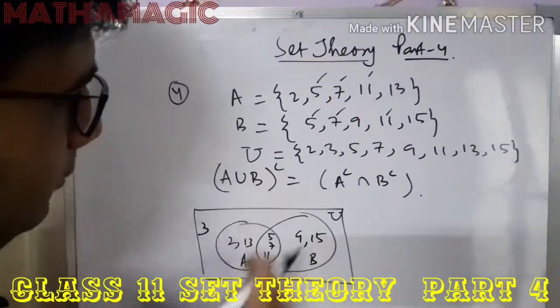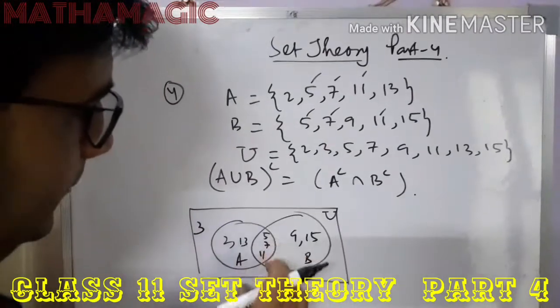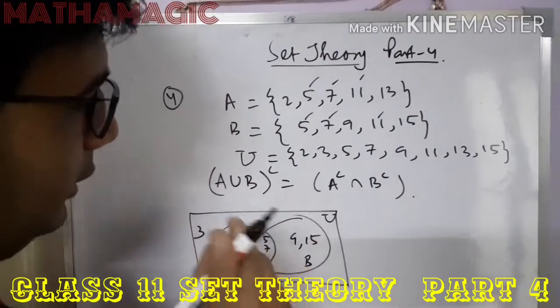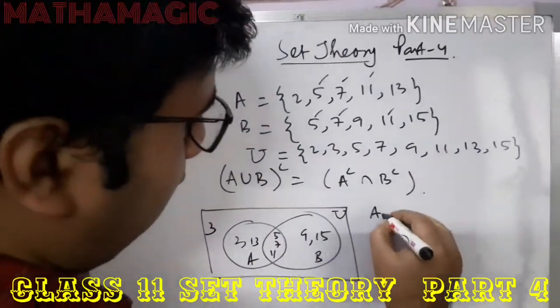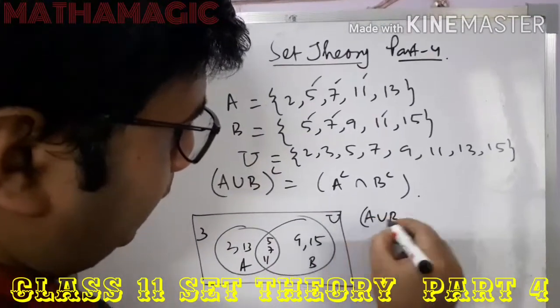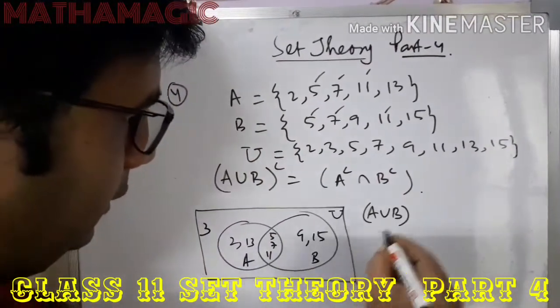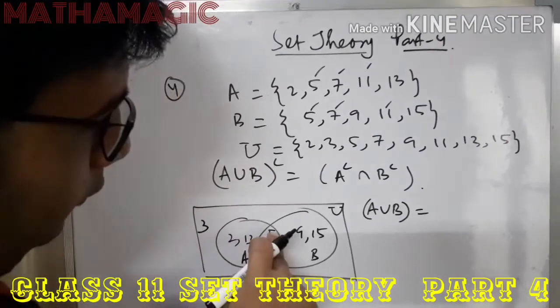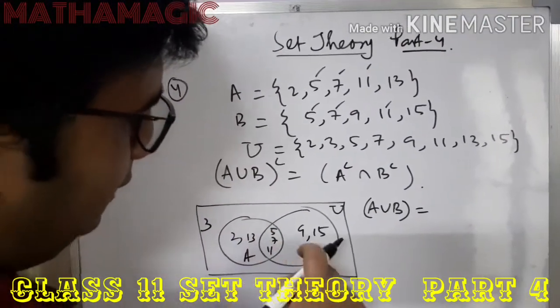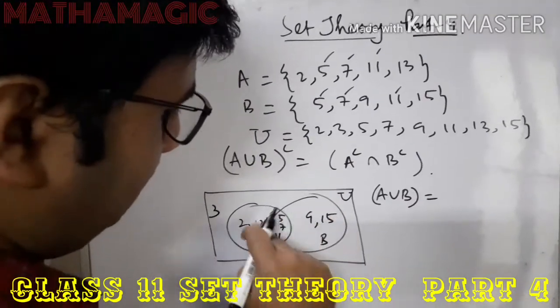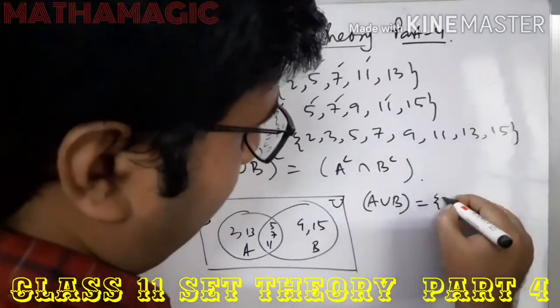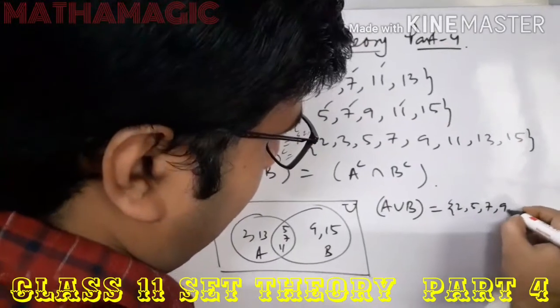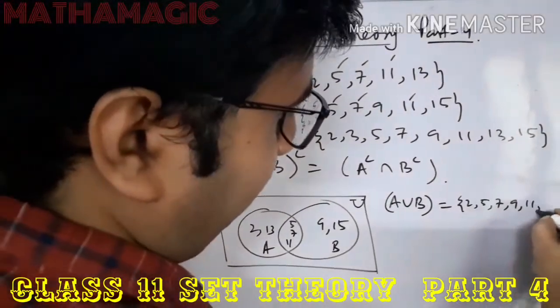A union B means we have to consider the repeating parts only once. So what will be A union B? We can clearly see that A union B will be 2, 5, 7, 9, 11, 13, 15.